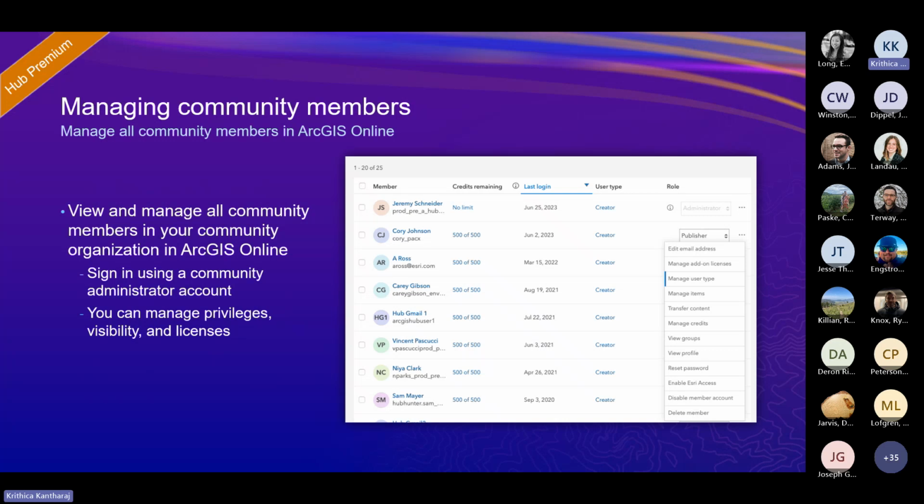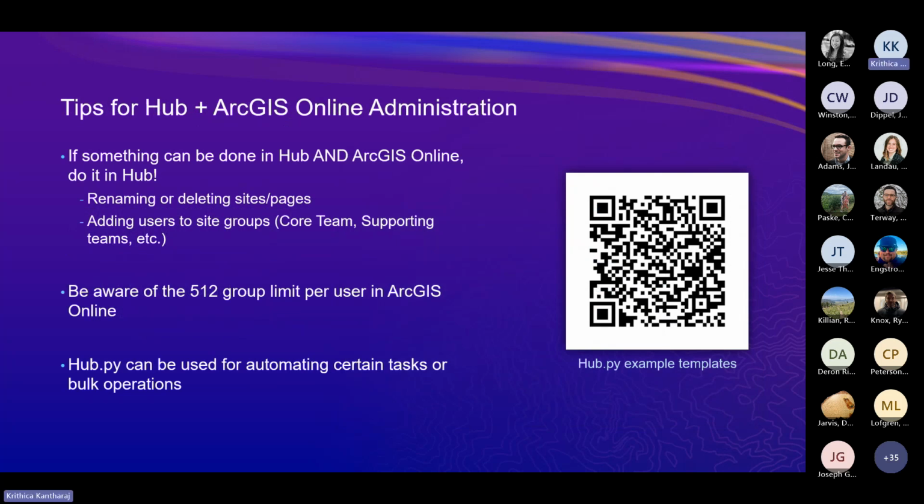If you'd like to manage all of your community members at once, it's best done by signing into your community organization's ArcGIS Online portal. When you do that, be sure to log in as a community admin account. This brings me to my last slide. As a key point, I talked about doing some of the power user things in ArcGIS Online or ArcGIS Pro, but a lot of things can be done in ArcGIS Hub itself. If it can be done in ArcGIS Hub, please do it in ArcGIS Hub and not in ArcGIS Online.